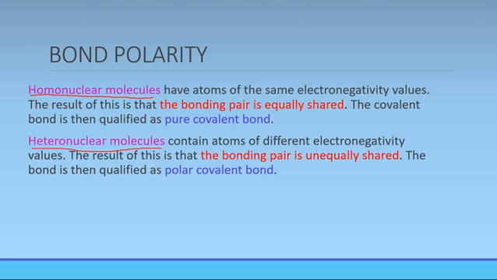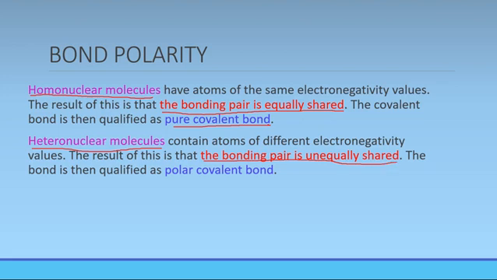As a result, we have the bonding pair which is equally shared. No atom can attract the bonding pair more than the other. And in that case, we have a pure covalent bond where the bonding pair is 100% equally shared. In heteronuclear molecules, we have atoms which have different electronegativity values, and this is due to the fact that they have different nuclei. And in this case, the bonding pair will not be equally shared.